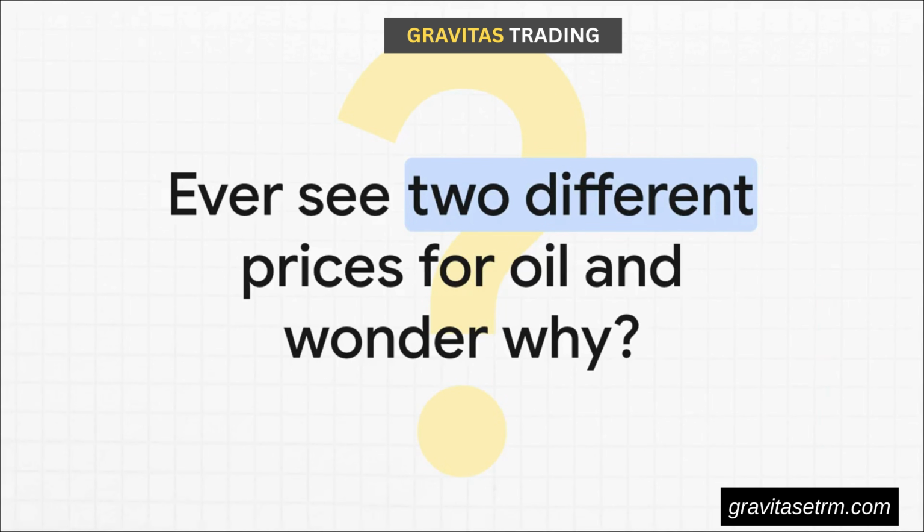You've probably seen this, right? You pull up a financial website, you look at commodities, and you see oil listed, but with two different prices. They're usually just a few bucks apart. And you've got to ask yourself, is that a typo? Is the data feed messing up? It's a question that honestly trips up a lot of people when they first dip their toes into energy.